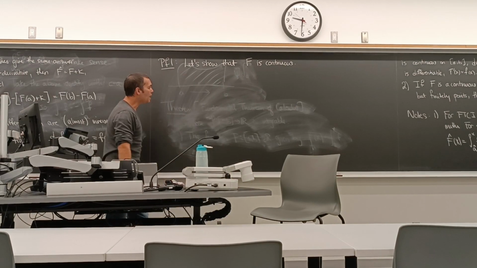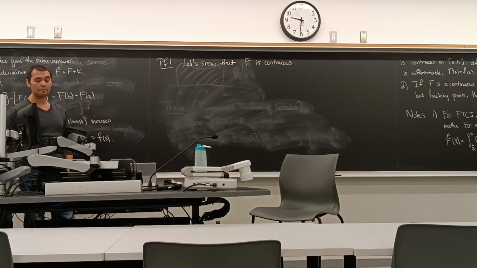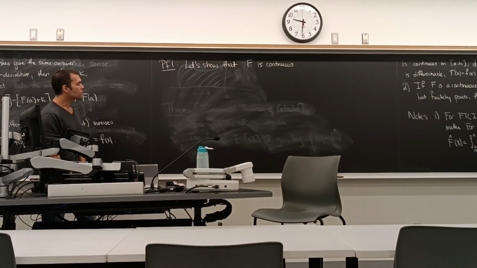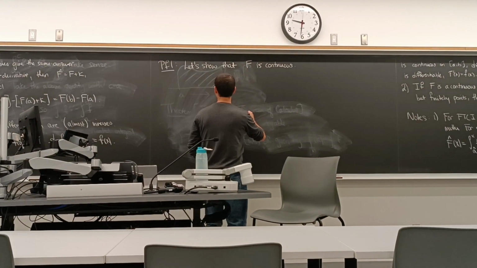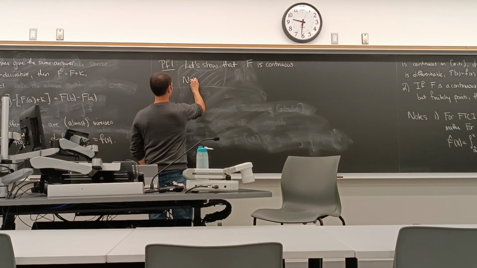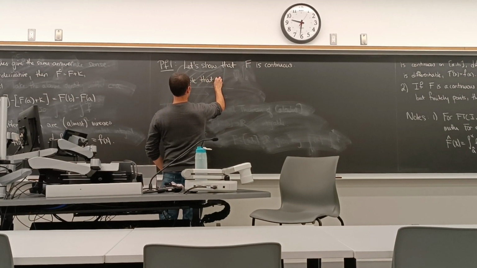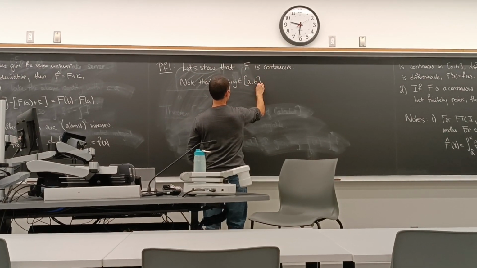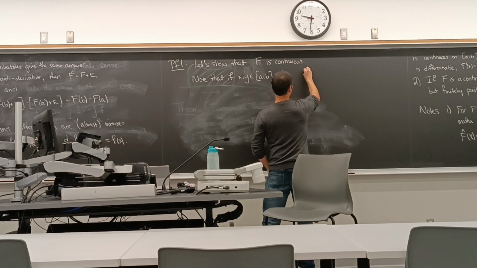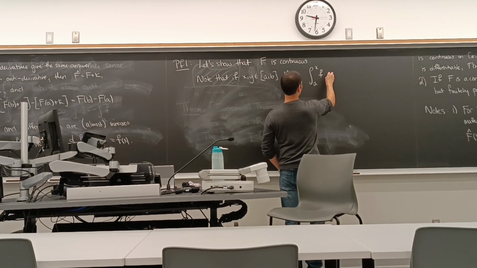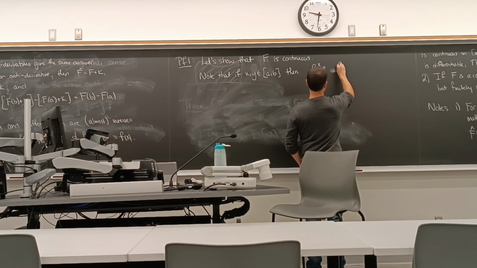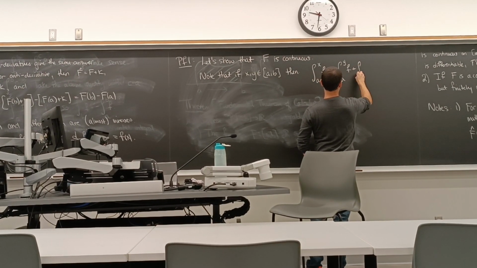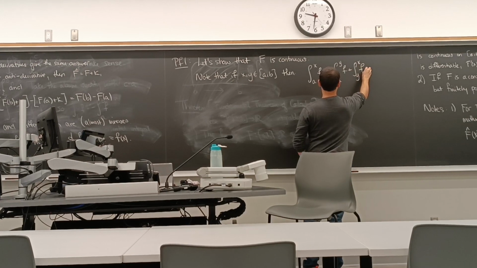Okay. And what we're actually going to do is show that capital F is uniformly continuous, which will imply continuous. So in order to do this, let's realize the following fact. Note that if x and y are just two points in [a, b], then the integral from a to x is equal to the integral from a to y plus the integral from y to x, right?